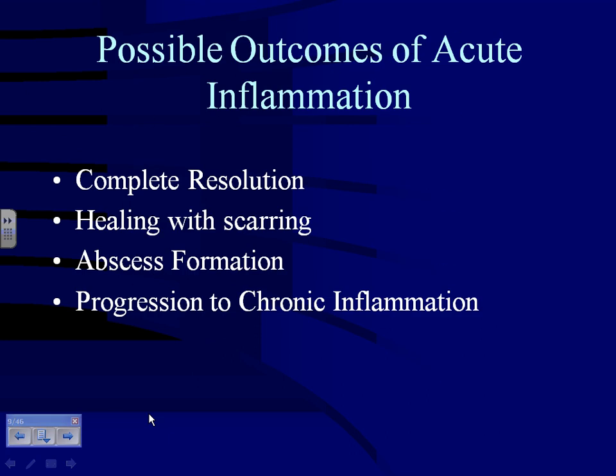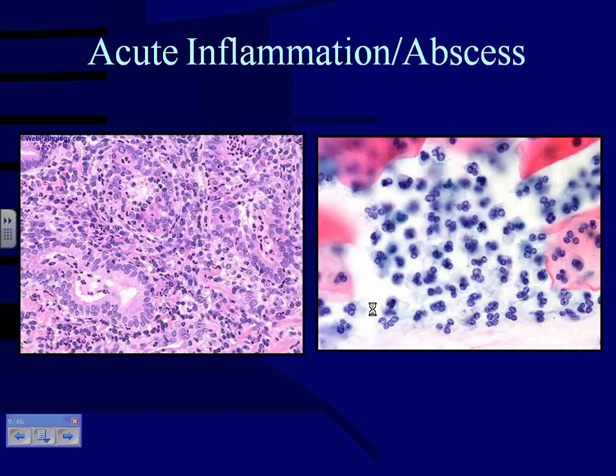Now, what are the outcomes of this acute inflammation? There's complete resolution, healing with scarring, abscess formation, progression to chronic inflammation, cell death probably should be in there too, because what can give you abscess? In abscesses you got a lot of neutrophils and dead and dying cells. So actually cell death is part of that as well. But in most cases you get complete resolution. Now, in some cases it may progress to chronic inflammation over time.